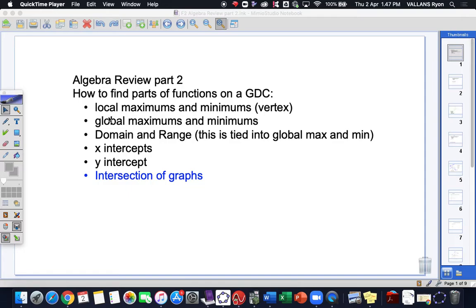Talk about the definition of global maximums and minimums and how that relates to domain and range. Make sure we understand or remember how to do x-intercepts and y-intercept. And then I did intersection of graphs because I'll be doing that also in this, but just a few slides from now. I'm going to do it all with the TI-84 and TI-Inspire.